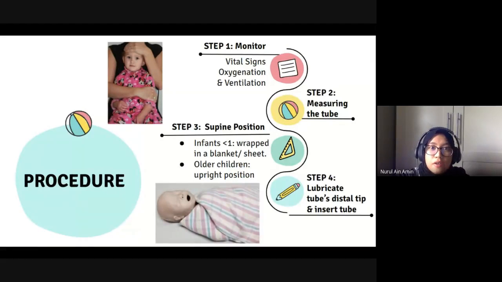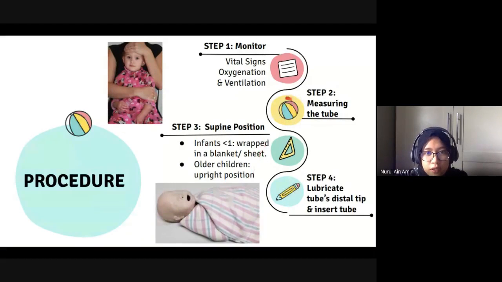ensure that there is adequate oxygenation and ventilation. Next, we should measure the tube to ensure how much length we should put into the child. And then we also should ensure to wash our hands and wear gloves. And then next, we should ensure that the child is in supine position.